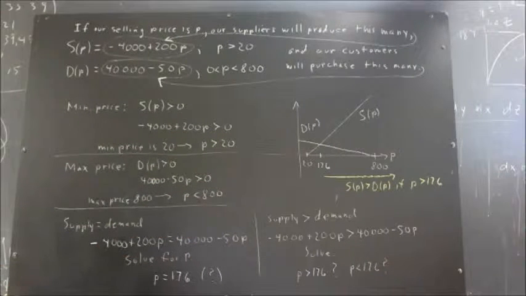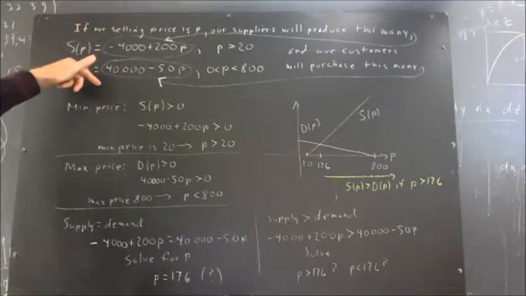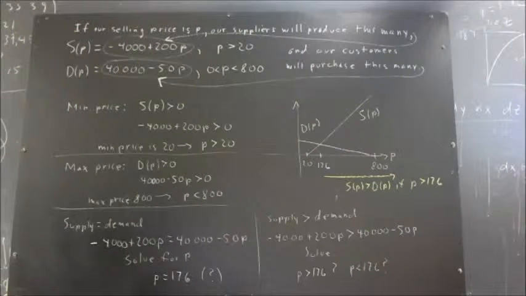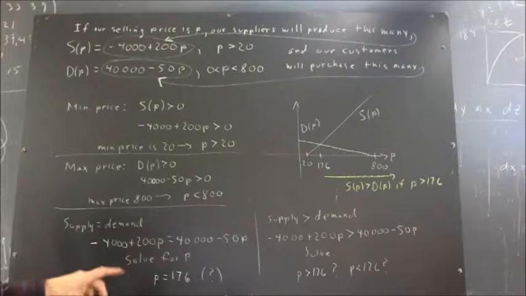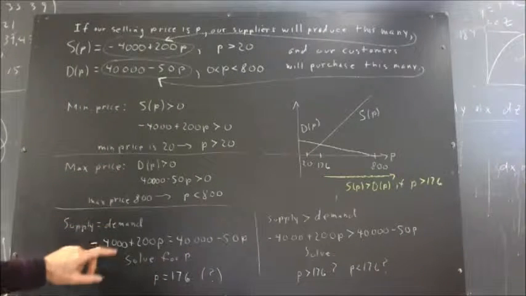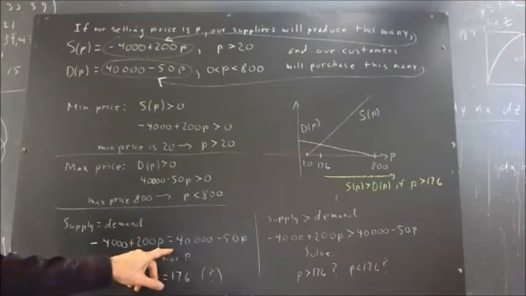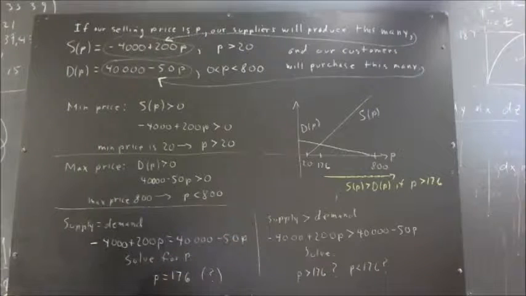Okay. Now the question is, when does the supply equal the demand? Well, in class, people were very quick to say, well, you just set this equal to this. And I thought that was pretty good. Okay, so supply equals demand. Supply is negative 4,000 plus 200p. Demand is 40,000 minus 50p. And we solve this for P.